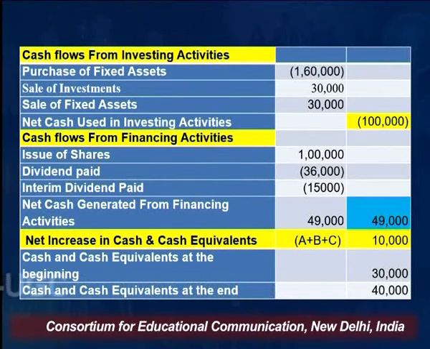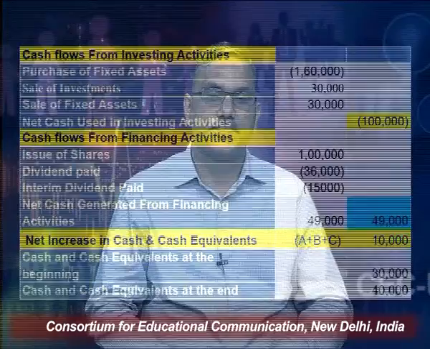And eventually we'll move on to financing activity. After showing the payment of dividend, 36,000 proposed dividend of previous year, interim dividend of rupees 15,000 of current year, issue of shares of rupees 1 lakh is an inflow. We have found the net cash generated from financing activity, that is 49,000. Now since we have worked out all three activities, we have to aggregate them to arrive at whether there is a net increase or decrease, and the resultant value is giving me a net increase in cash or cash equivalents, which is 10,000.